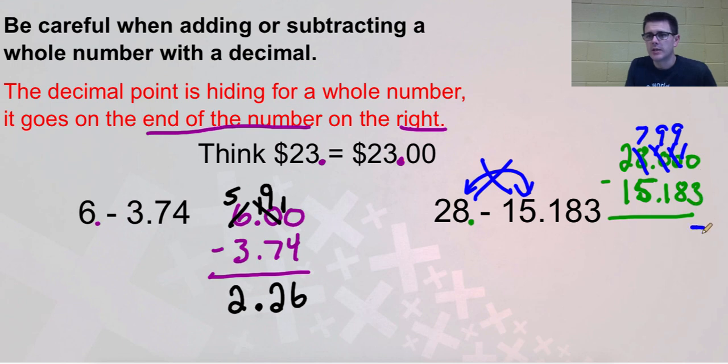10 minus 3 is 7. 9 minus 8 is 1. 9 minus 1 is 8. Decimal slides down. 7 minus 5 is 2, and 2 minus 1 is 1. So the answer is 12.87. Again, lining up and adding that decimal point, adding extra zeros, and then doing my borrowing.